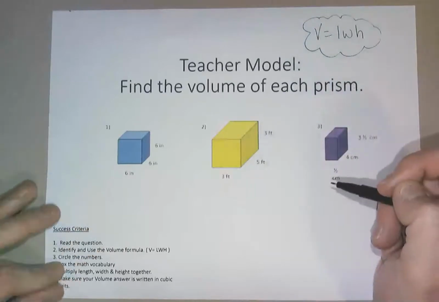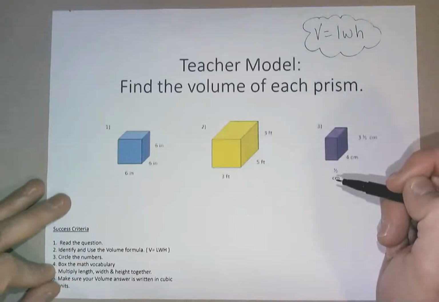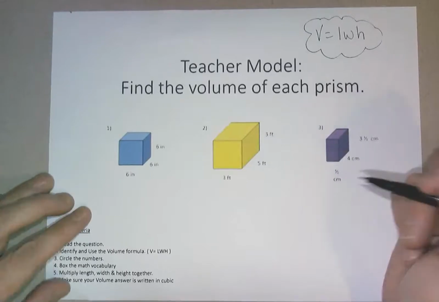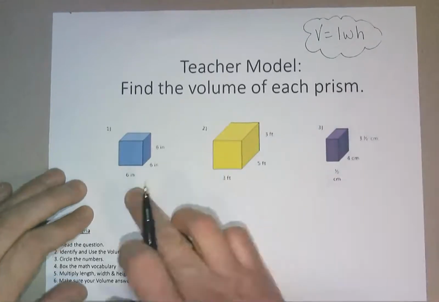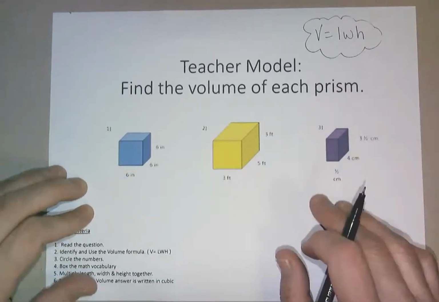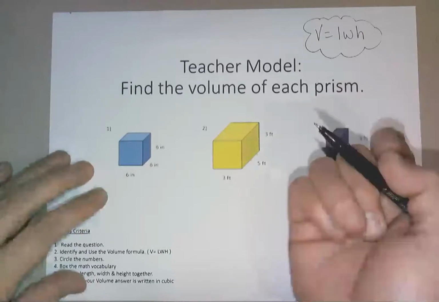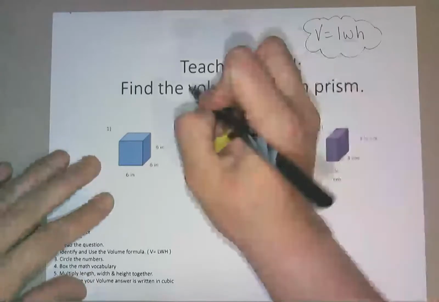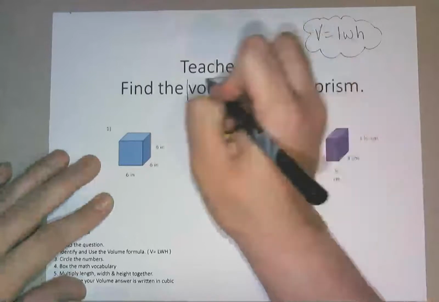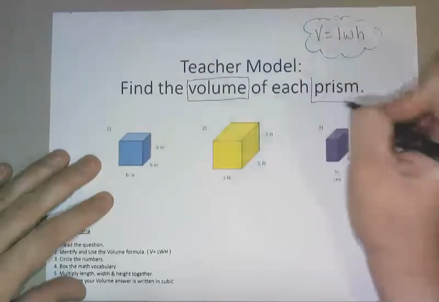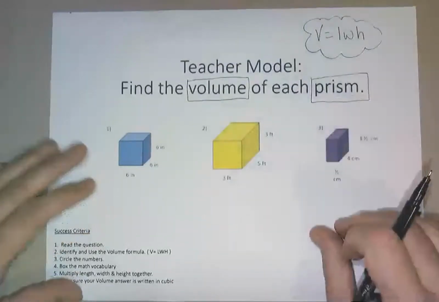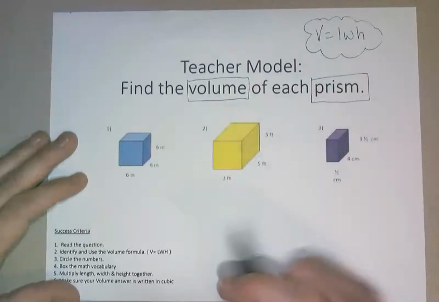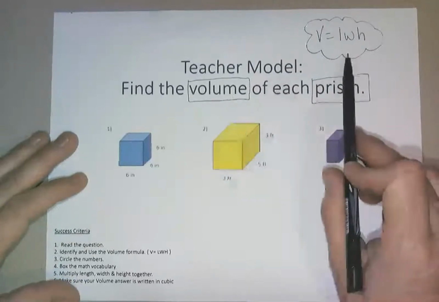So now I need to circle the numbers and box in the math vocabulary. So let me go take a look at that. I've got 3 problems here. I see the word volume. That is a math word, so I'm going to box it in. And prism is also math vocabulary. So that helps me identify the formula that I'm going to use.